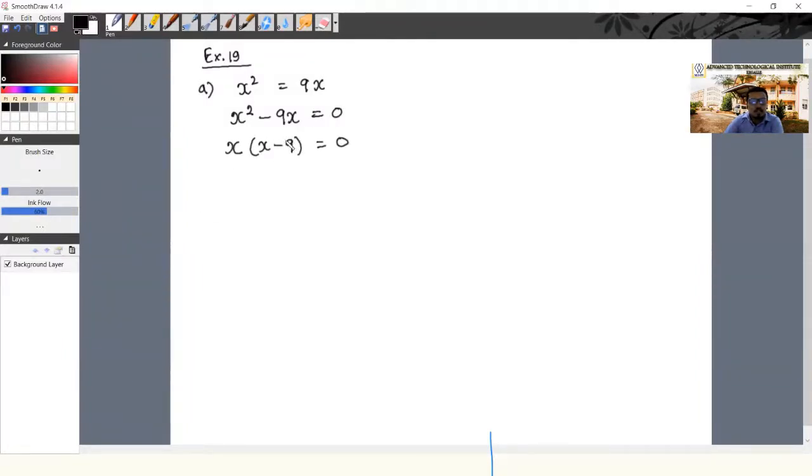Once we completely factorize, what is the condition that needs to be met? Within the brackets, there should not be any common factor. Hope you can remember. Right. This one into this one equals 0. It means either x equals 0 or x minus 9 equals 0.